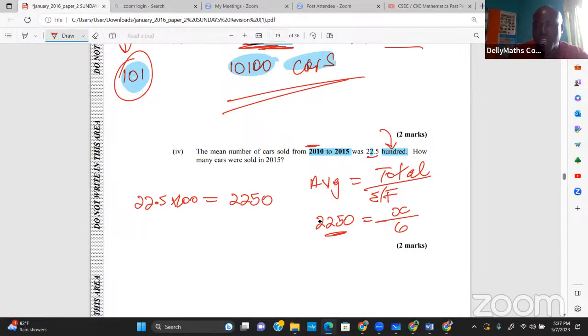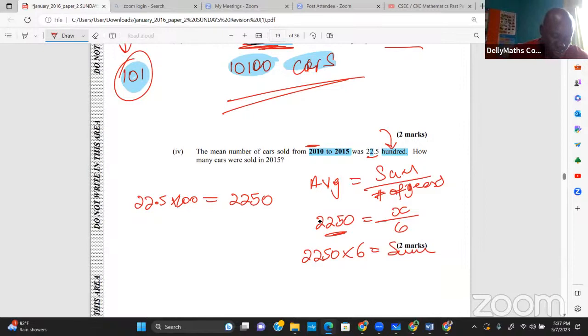Watch this now. It is called the aggregate, that's the sum. So let's put sum if you want. Because when you do the average, you find the sum, the aggregate, over, in this case, the number of years. So that is how you got that. So now, we're suggesting that you could say 2,250 times 6 will give you that sum, and that sum will include 2015. 2,250 times 6 is going to tell us that it's 13,500 cars from 2010 to 2015.